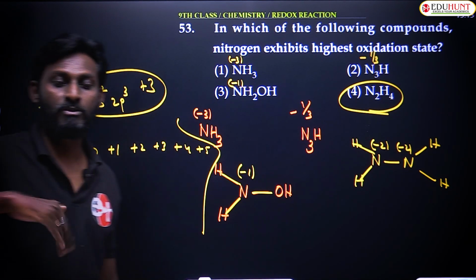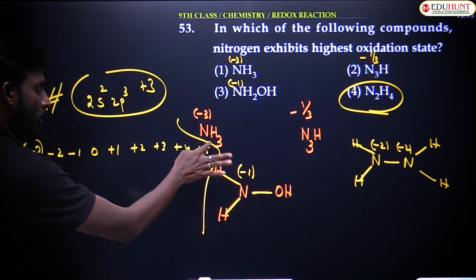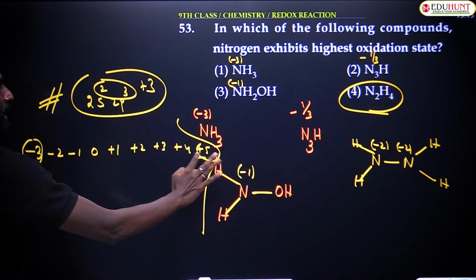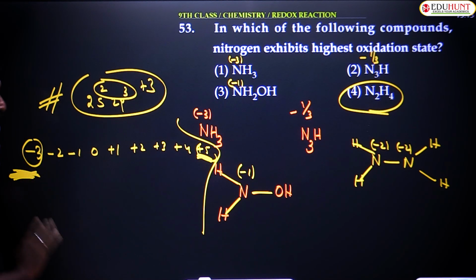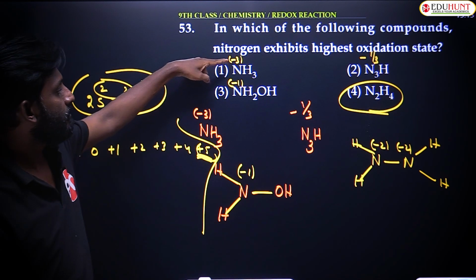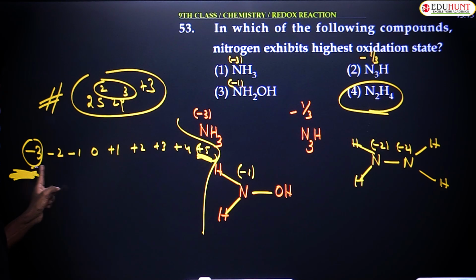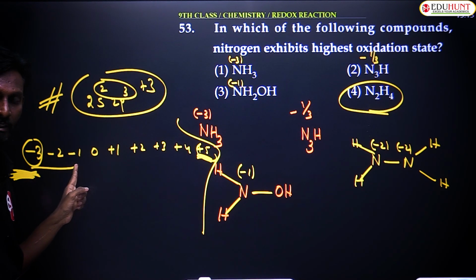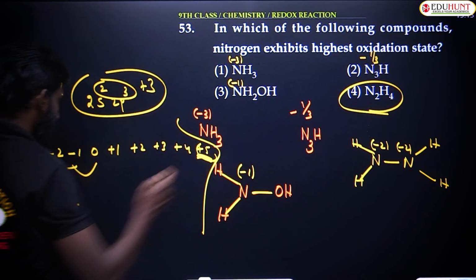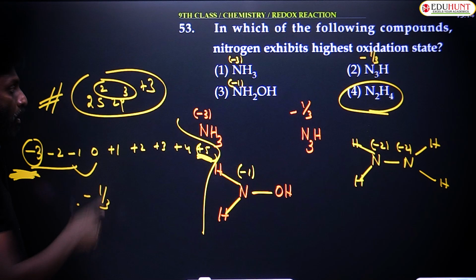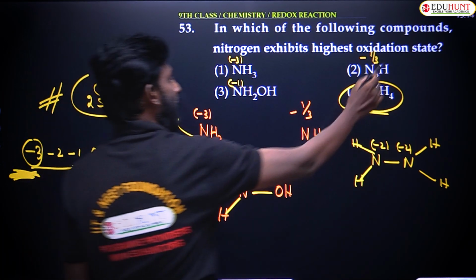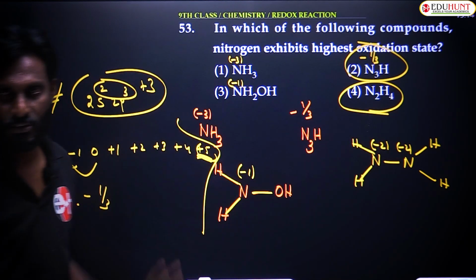And if the nitrogen wants to lose electrons, how many can it lose? 5, because in the outermost shell there are 5 electrons. So the maximum oxidation state can be +5, minimum can be -3. Here -3 to -1, oxidation number increased, then -1 to 0, and in between there is one more, that is -1/3. So among these four options, the highest oxidation state you can find is -1/3, that is N3H.